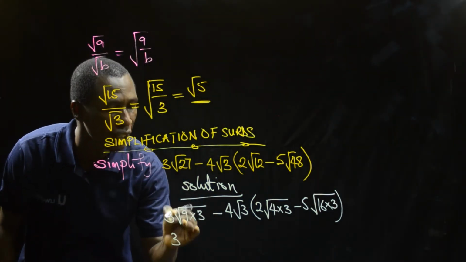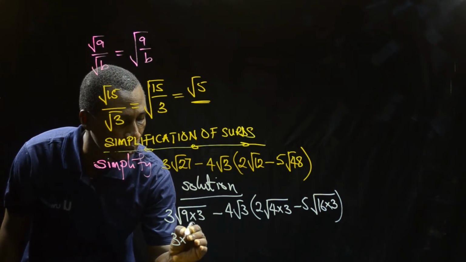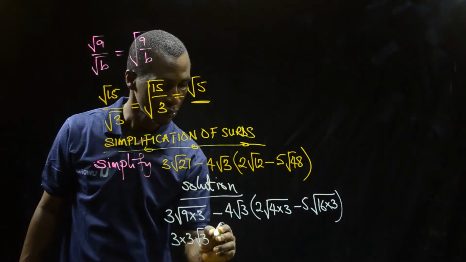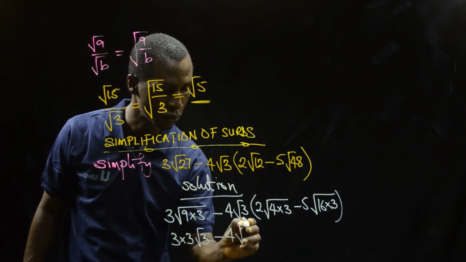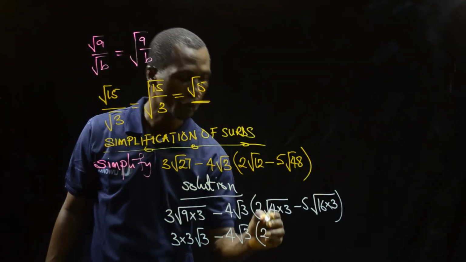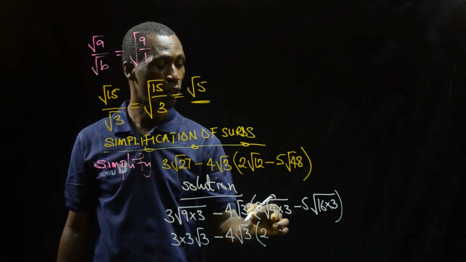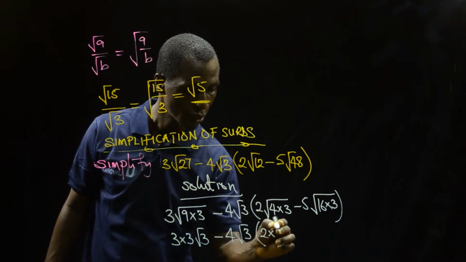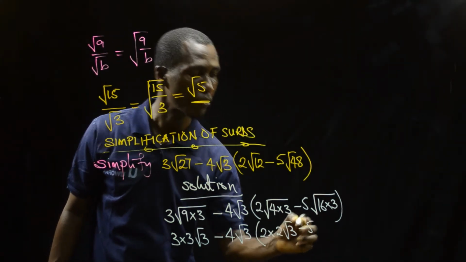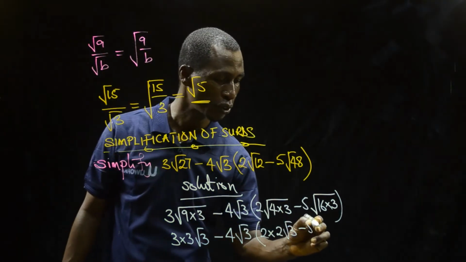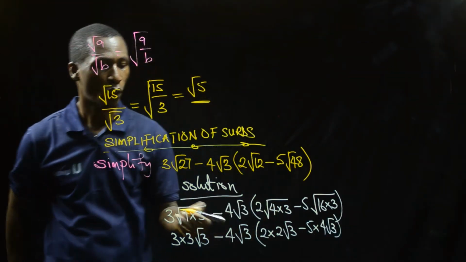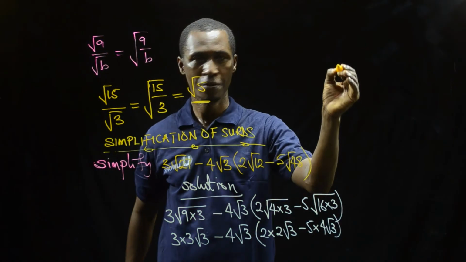Now the root of 9 is 3, times root 3. This is going to give me 3 root 3 minus 4 root 3. I open a bracket. 2 is out. Root of 4 will give me 2, so times 2 root 3 minus 5. Root of 16 is 4, so times 4 root 3. So what I have is what? Coming down here.